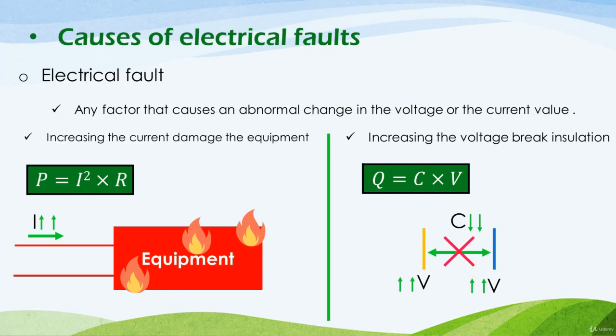which means that we have a failure in the insulation between the different phases, so there may be a leakage current going from the first phase to the second phase. For that we can conclude that the current fault produces equipment damage and the voltage fault produces the breaking of the insulation. Very good.